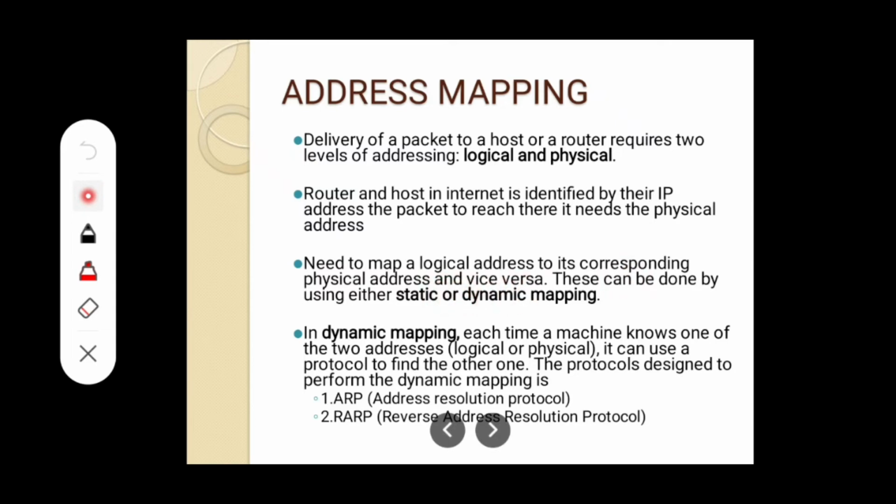So for that, what we do, a host will be having the IP address, but he does not know the MAC address of the router. So he has to find out the MAC address, or he has to map a logical address to a physical address. He wants to map an IP address to a MAC address. Okay, so that mapping is required. Clear? So need to map a logical address to its corresponding physical address.